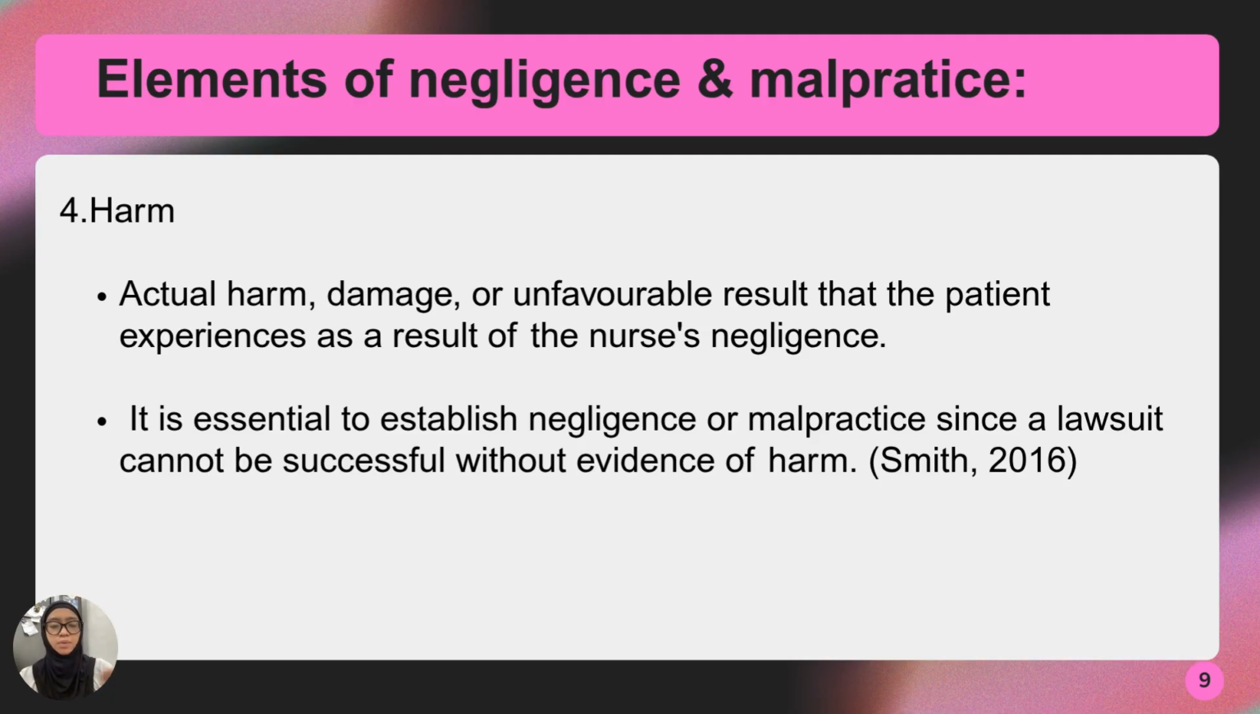And next is harm, which means the actual harm, the damage, or unfavorable result that the patient experiences as a result of the nurse's negligence. And in Miss Lina's case, the patient had hypoglycemia and also loss of consciousness because of the nurse's action, which falsified the documentation and did not actually test the blood glucose level. And as stated by Smith 2016, it is essential to establish negligence or malpractice since a lawsuit cannot be successful without evidence of harm.